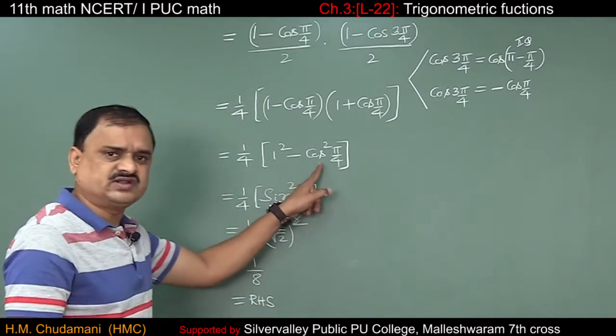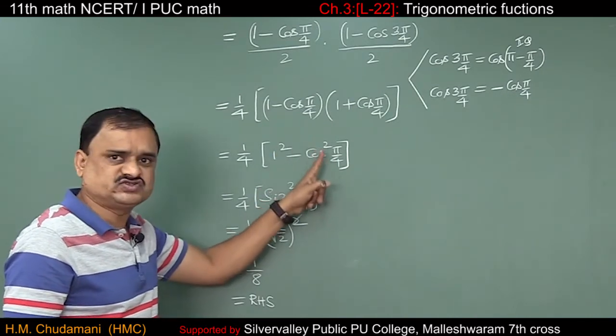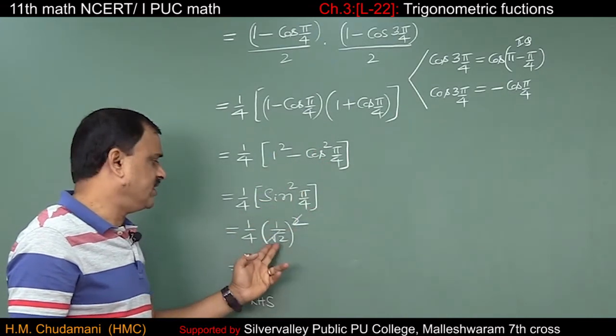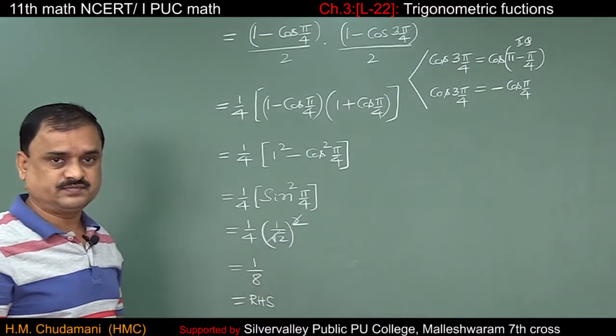Or else here itself, cos pi by 4 is 1 by root 2 the whole square. 1 minus 1 by 2 means 1 by 2 only. You will get the same thing. It's a good question.